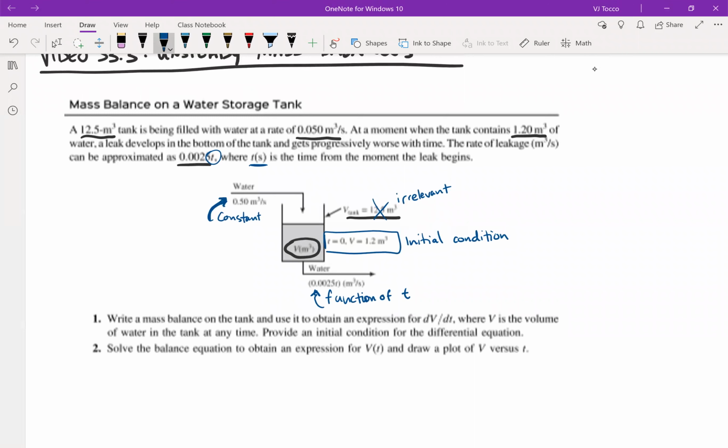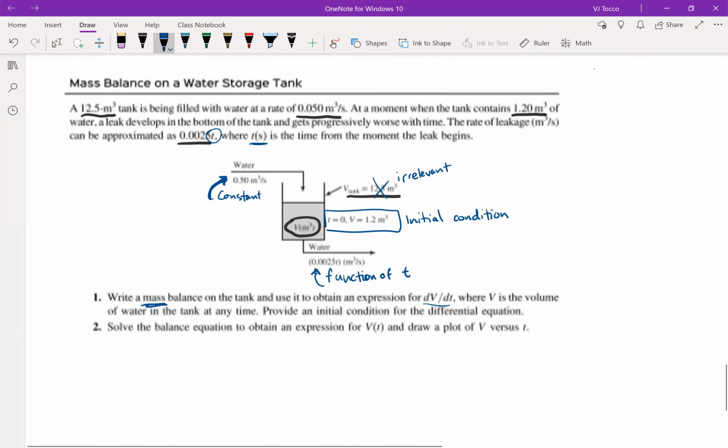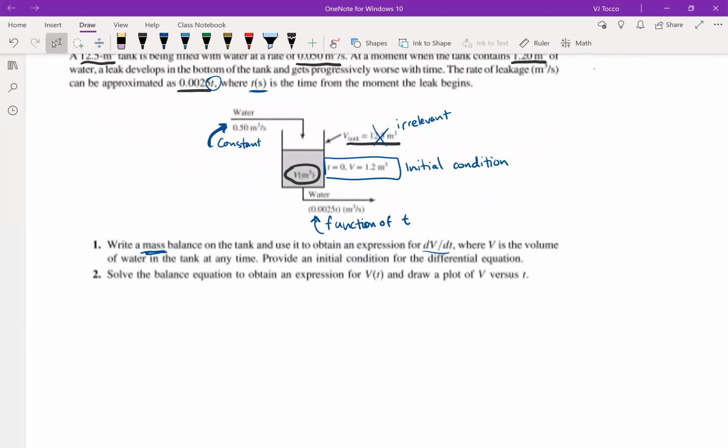All right, part 1 says to write a mass balance on the tank and use it to obtain an expression for dV/dt. Notice that it says write a mass balance on the tank, but then it says obtain an expression for dV/dt. So this would be a volume balance. So I have to be careful of differentiating that in my head.